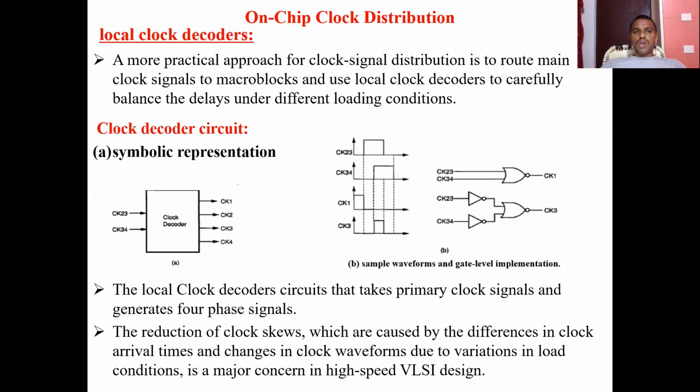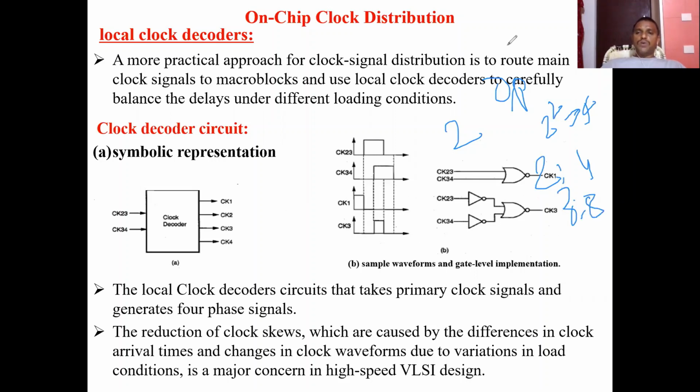So for this on chip clock distribution, we are going to use another important one, that is the local clock decoder. Local clock decoders means generally for two inputs, it will give four outputs, that is 2:4, 3:8 and 4:16. That is nothing but the decoder circuit. For the given two inputs, it will provide four outputs. That is, input is 2, output is 2 power 2, that is 4. So generally the decoders will be indicated as 2:4 or 3:8 decoder like this.